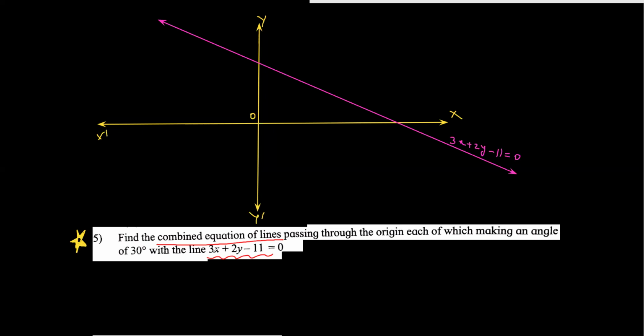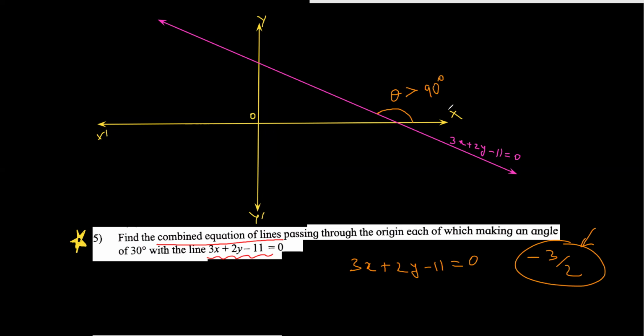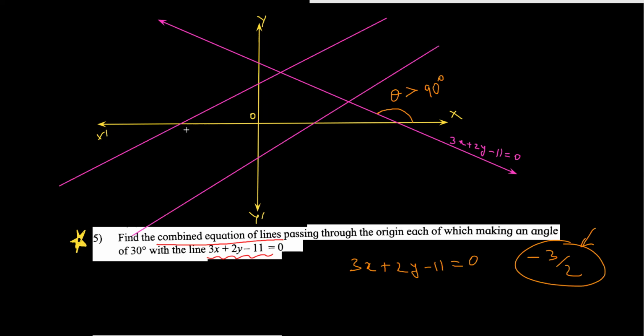See how? Because the equation is 3x plus 2y minus 11 equal to 0. So what is the slope of this? Minus 3 by 2. Now see, if the slope is negative, it means the inclination has to be more than 90 degrees. So this theta is greater than 90 degrees. If I had got the slope positive, then I understand the line is this way. If the slope is positive, then the line will be this way. Why? Because I have to make this angle lesser than 90 degrees.